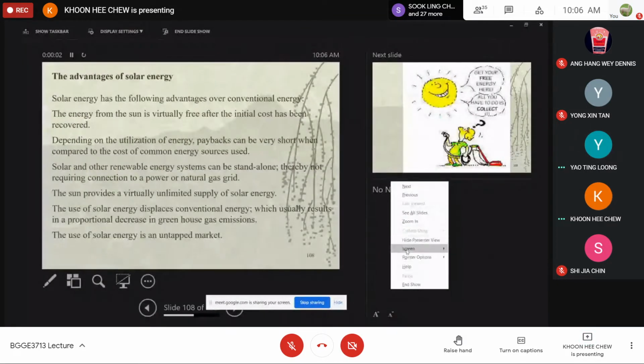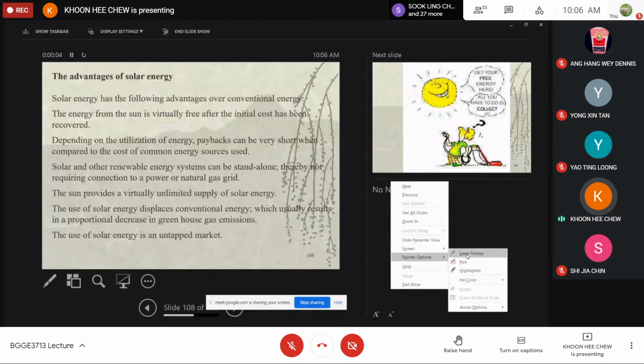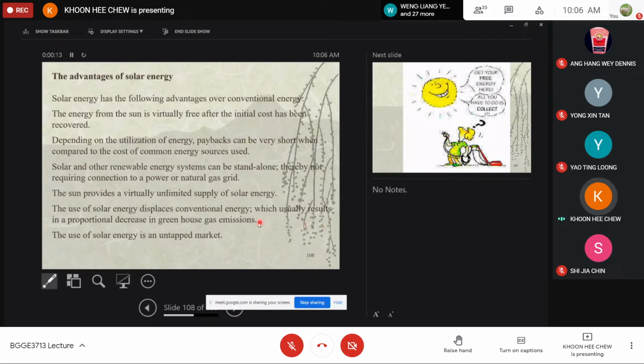Yes. Okay, last week we were talking about the solar energy and so forth, right? So today we are looking at the advantages of solar energy. What are the advantages that solar energy has? Solar energy has the following advantages over conventional energy. Conventional energy means the fossil fuel and so forth. The energy from the sun is virtually free after the initial cost has been recovered.